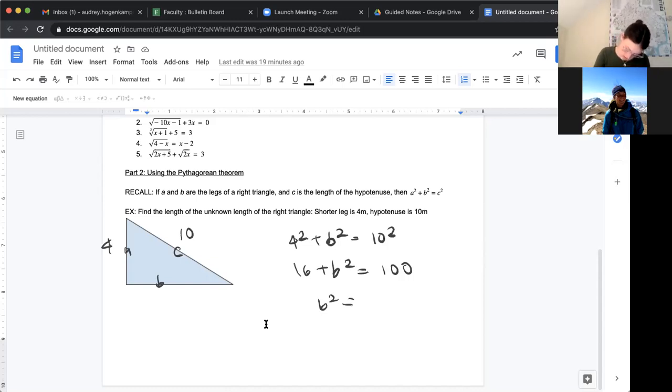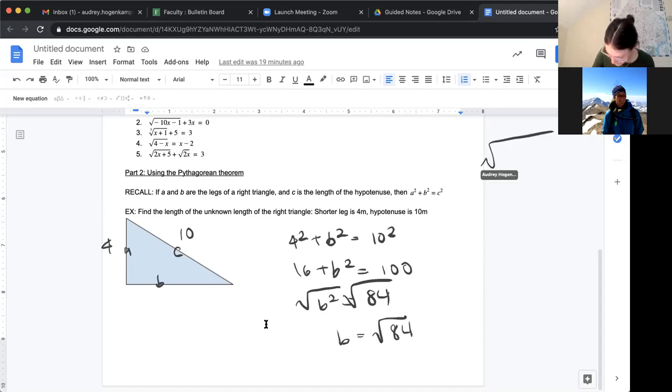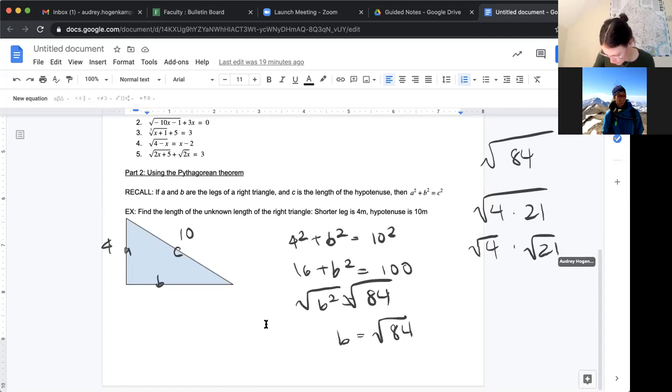And then to get B alone, we will take the square root of 84. So B is equal to the square root of 84, which we can actually simplify a little bit because 84 is divisible by 4. So we can think of square root of 84 as square root of 4 times 21, square root of 4 times square root of 21, so 2 square root of 21. So B is equal to 2 square root of 21.